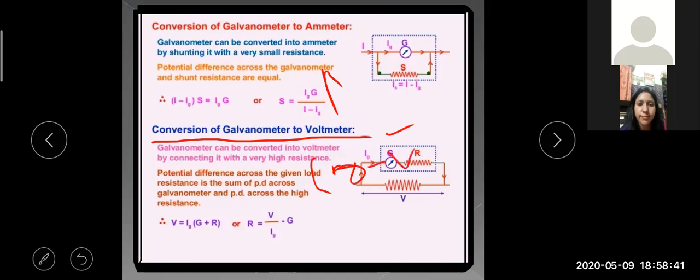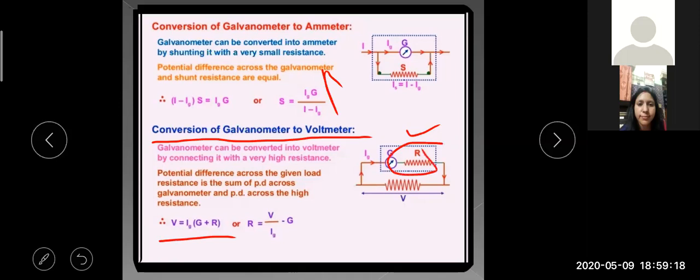0 to V volt, we can write this. A high resistance R is connected in series with this galvanometer so that it shows full scale deflection, that is, corresponding to current. It is called the maximum galvanometer current and is denoted by Ig. When maximum voltage V is applied across it, from Ohm's law, V equals IR, so V equals Ig times (G plus R).